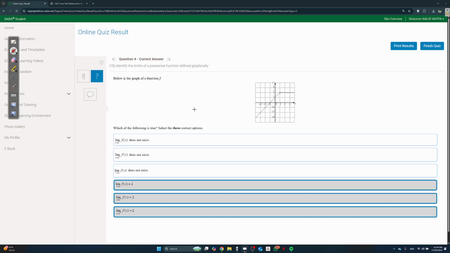Below is the graph of a function f. Which of the following is true? Let me take a look here. Okay, so below is the graph of a function f. When you see this circle over here, it basically means we change directions.